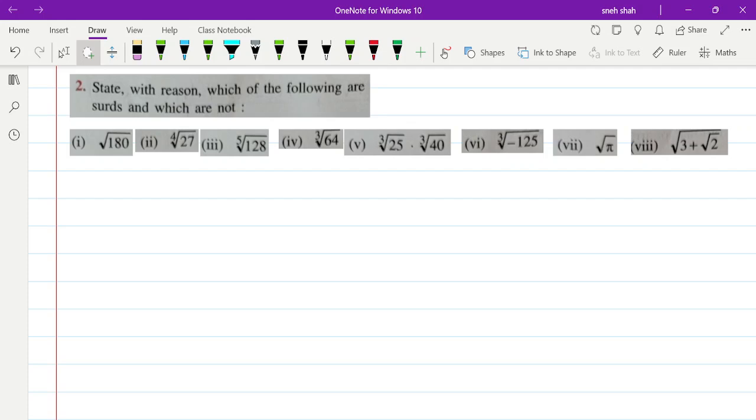For any surd, three criteria in total have to be fulfilled. First, the order of the irrational number should be a natural number. Second, the radicand, that is the number inside the root, has to be a positive rational number. And third, overall solving of that number should give an irrational number. So, based on these three criteria, we will check which of the following are surds or not.